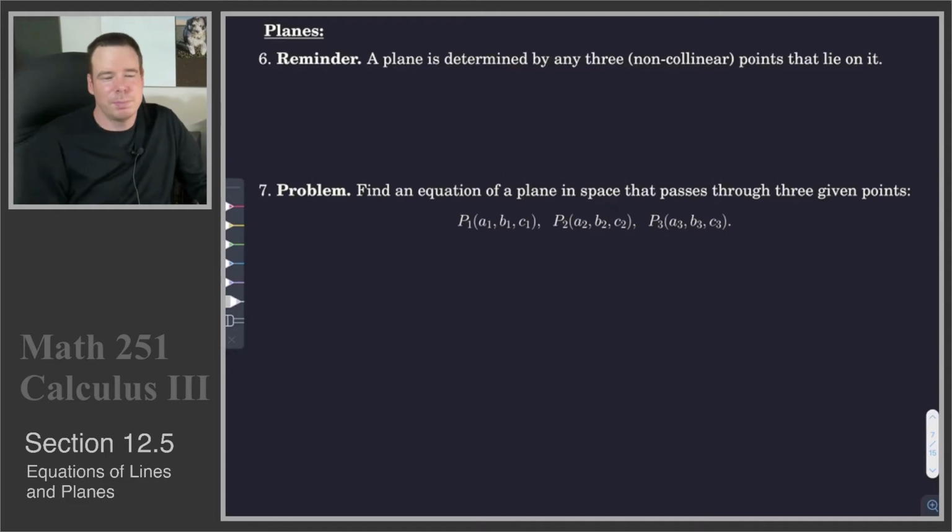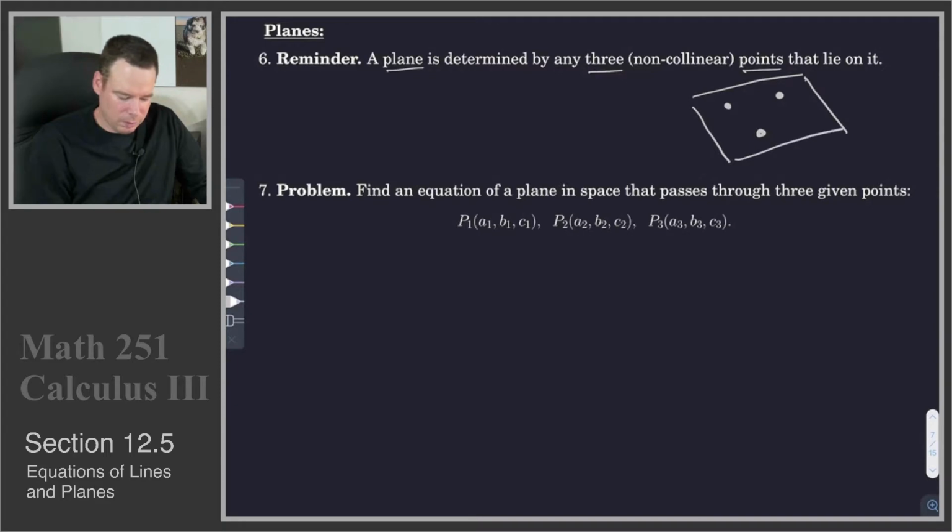Now we're going to discuss planes in 3 dimensions. Just a reminder, a plane is determined by any 3 points that lie on it. In particular, they have to be non-collinear, so they can't lie on a straight line. That's just sort of the fine print details though. So we've got 3 points. As long as they're not collinear, they determine a plane.